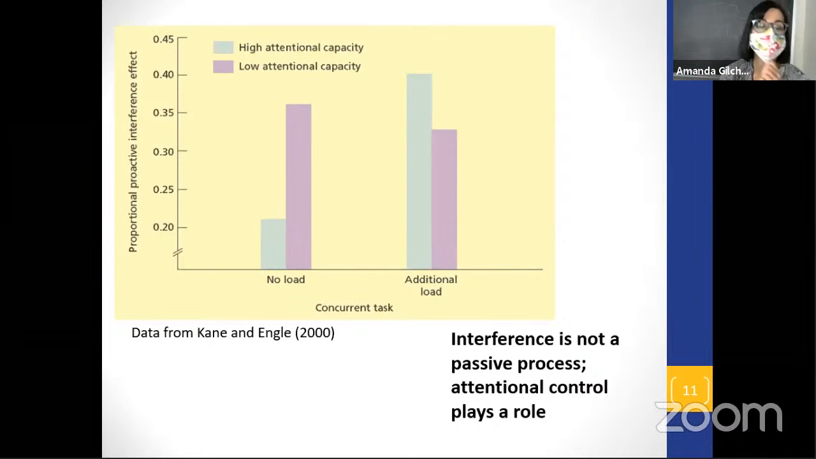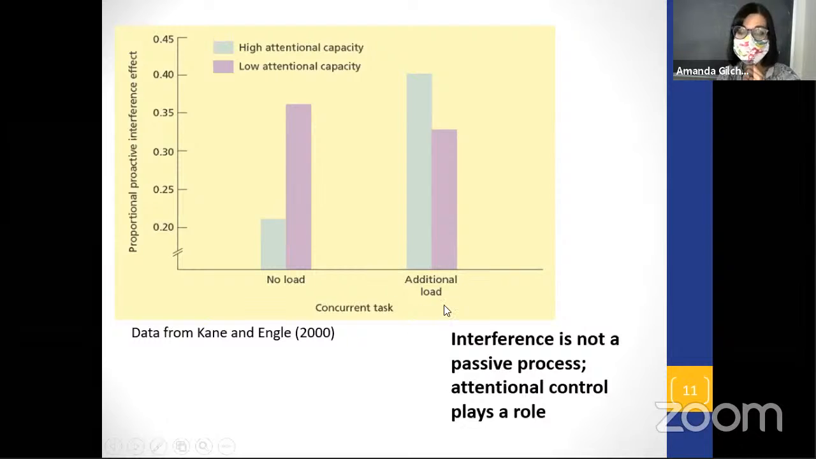So here's what we find. When you have high working memory capacity or high attentional capacity, when there's no concurrent task, high spans are really, really good at reducing that proactive interference effect. Compare that to people with low working memory spans, and they're showing a lot of proactive interference. I wish there were some error bars here so I could say if this is significant or not.